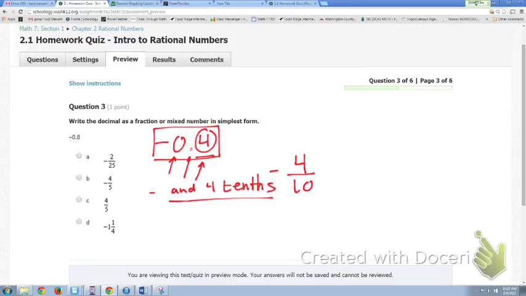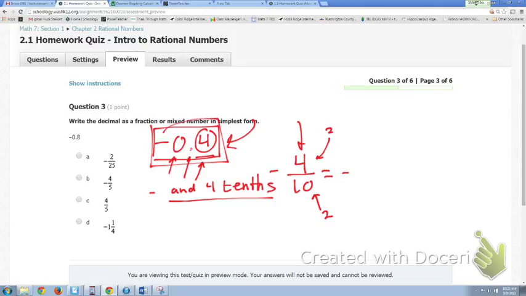So it's a negative 0 and 4 tenths. Well, a negative 4 tenths is the same thing. I would say in decimal form, this is negative 0.4. In fraction form, I'd say this is negative 4 tenths. Now all I need to do is reduce this. 2 goes into 10 evenly, and 2 goes into 4 evenly. So I'm going to reduce this by 2's.